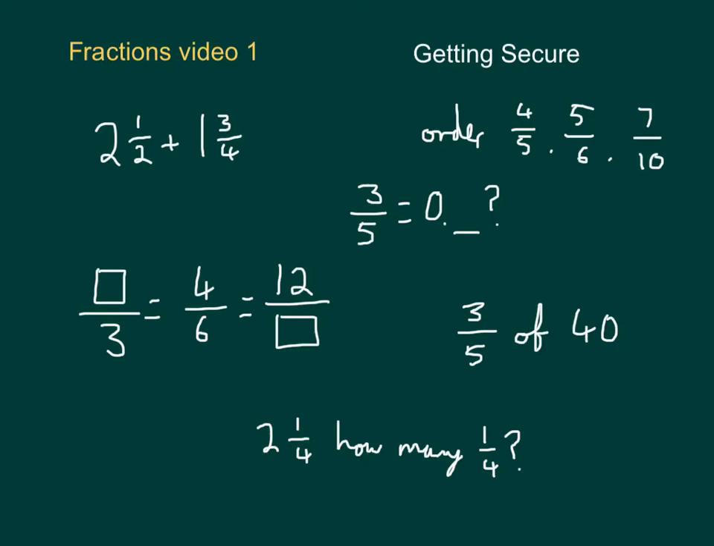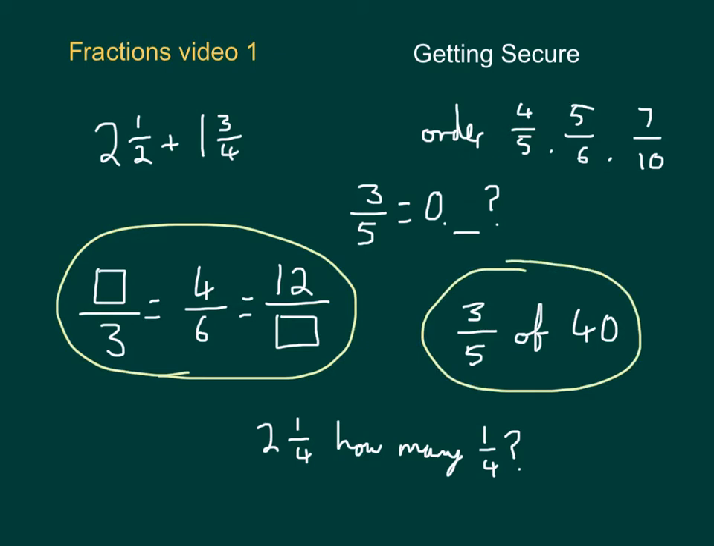It's the first of two videos about fractions, and it's the Getting Secure version. Fractions is a big and quite a complicated topic, so we're going to break it down into two videos, and today we're going to have a look at three of the areas. We're going to have a look at finding equivalent fractions, finding fractions of amounts, and ordering fractions. And then next week we'll have a look at adding and subtracting fractions, turning fractions into decimals, and also looking at mixed number fractions.